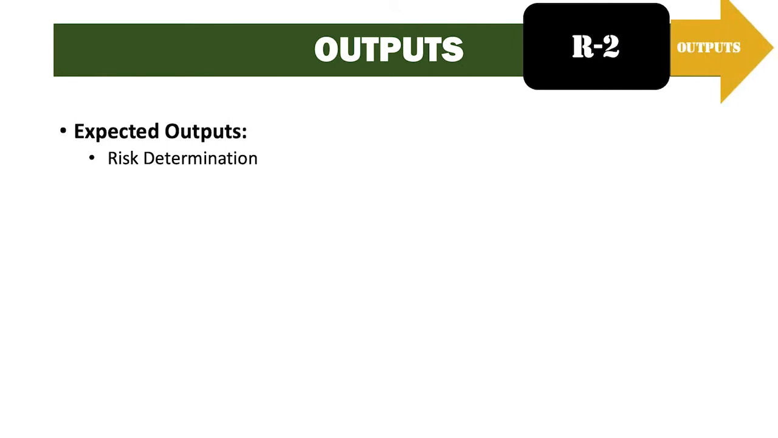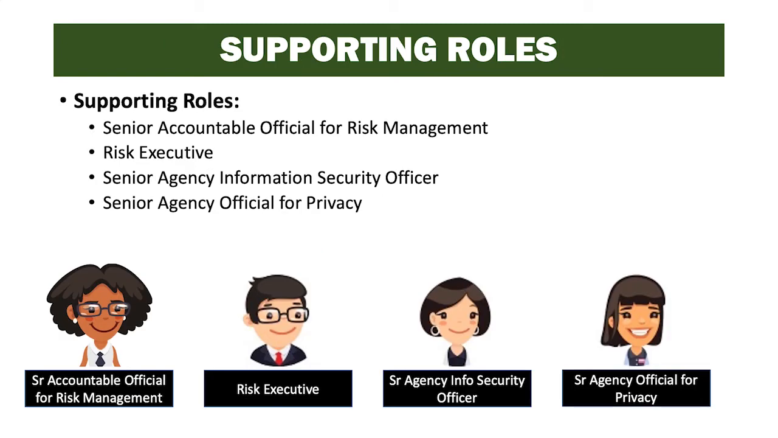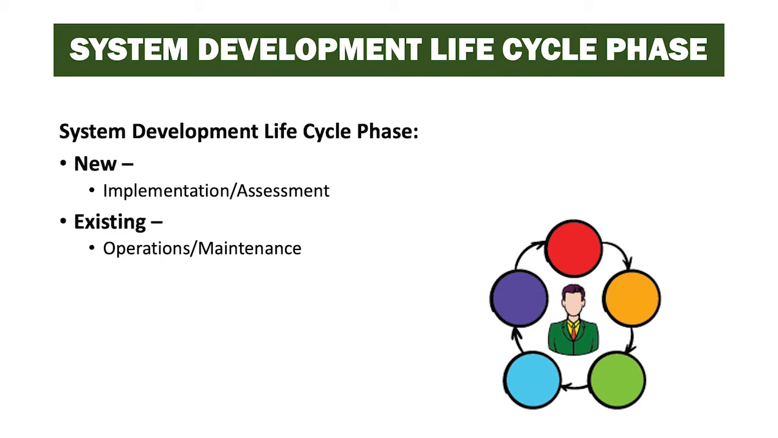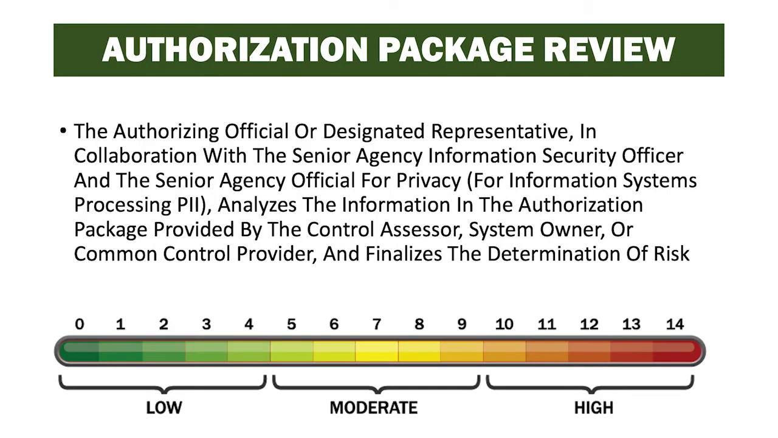Outputs from this task include risk determination. Primary responsibility for this task is the authorizing official or the authorizing official's designated representative, and they are supported by the senior accountable official for risk management, the risk executive or the risk executive function, senior agency information security officer, and the senior agency official for privacy. This does align with the SDLC. For a new system, it aligns with implementation and assessment. For an existing system, it aligns with operations and maintenance. It does not align to the cybersecurity framework. So let's dive into this task.